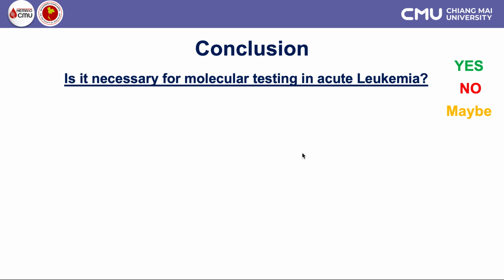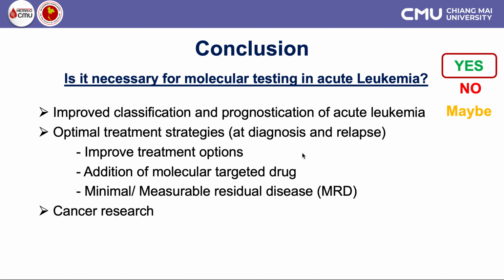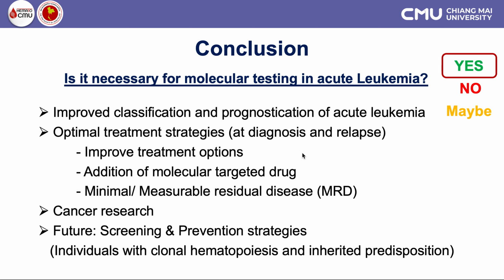In conclusion, molecular testing is essential as it provides enormous benefits in improving disease classification and prognosis. Yes, definitely. It provides treatment strategy in terms of the selection or addition of targeted therapy and monitoring of the MRD. And it also paves the way for cancer research and provides screening and prevention strategy for people who have a germline predisposition to acute leukemia.